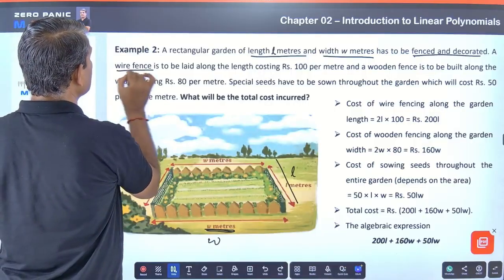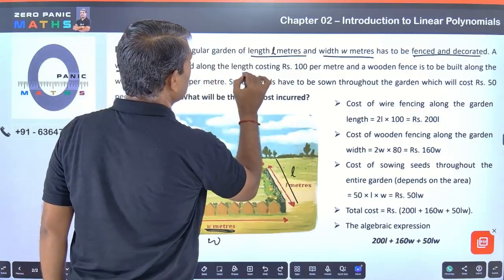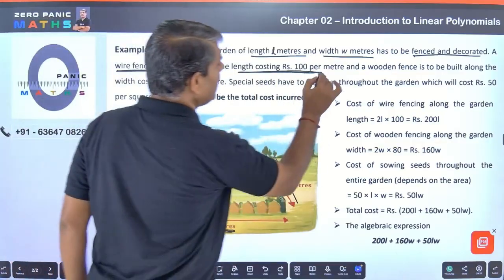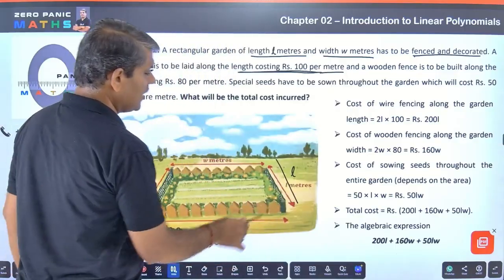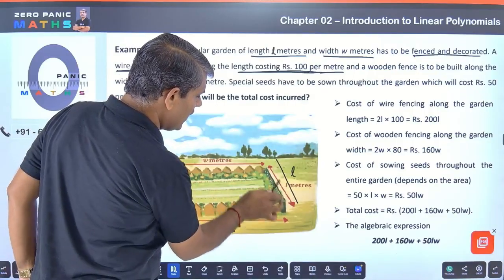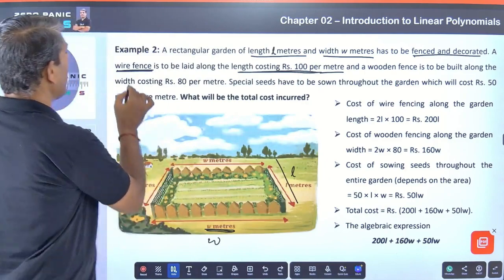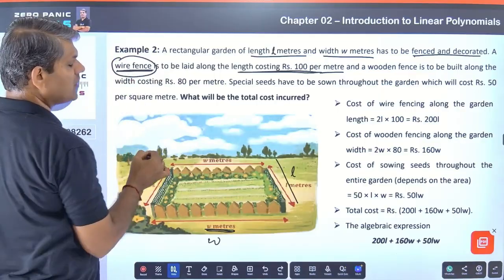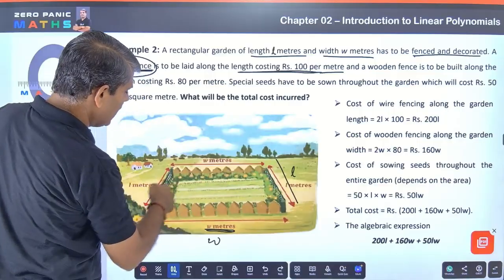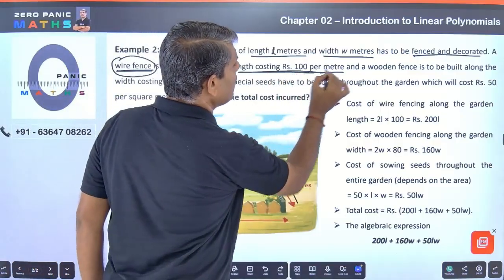A wire fence is to be laid along the length, costs rupees 100. Listen to me carefully, rupees 100 per meter. So throughout the length, here at the right side and the left side, they want to fence it with a wire fencing towards the length. You can see here there is a wire fencing on the left and right side. And how much does it cost? It costs 100 rupees per meter.